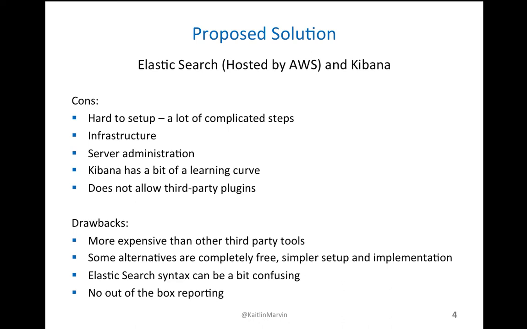Elasticsearch and Kibana are more expensive because you have to create your own infrastructure. Since you're creating your own infrastructure, there is some server administration that can be difficult as well. I also found Elasticsearch and Kibana both had a bit of a learning curve at first, especially the Elasticsearch syntax. Other mobile application analytical tools have simpler implementations and setups. Also, Kibana has a policy of no third-party plugins. Kibana has no out-of-the-box reporting either, so you're pretty much starting from scratch on your own.